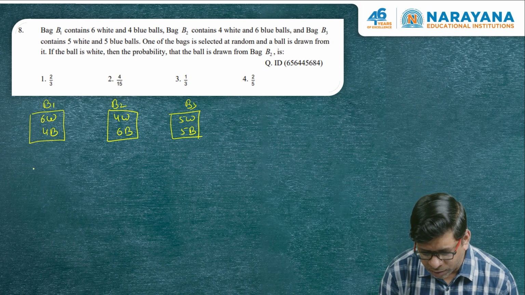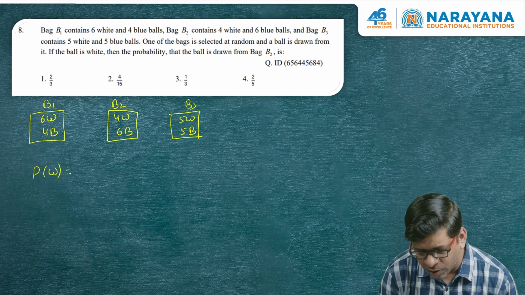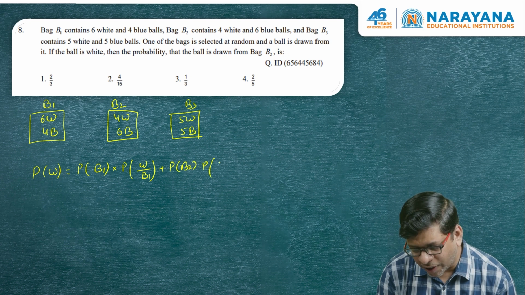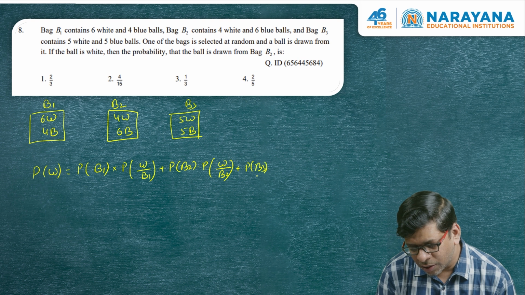If the ball is white, so what is the probability of drawing a white ball? You are selecting bag B1 and then selecting a white ball from bag B1, or you are selecting bag B2, then selecting a white ball from bag B2, or you are selecting bag B3 and then selecting a white ball from bag B3.